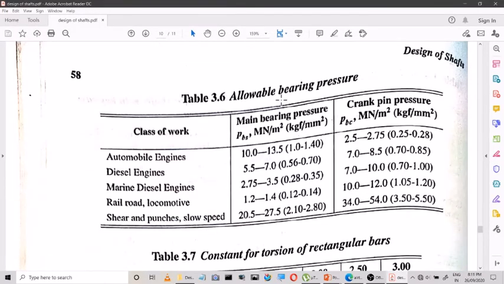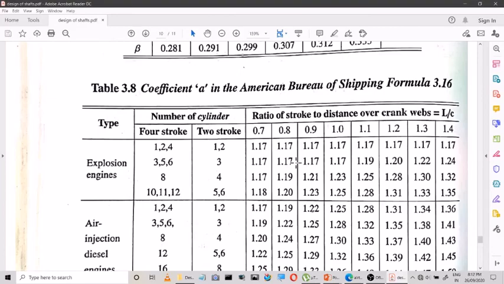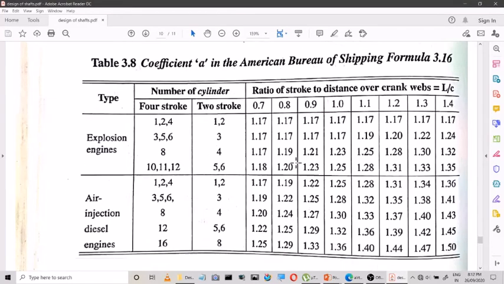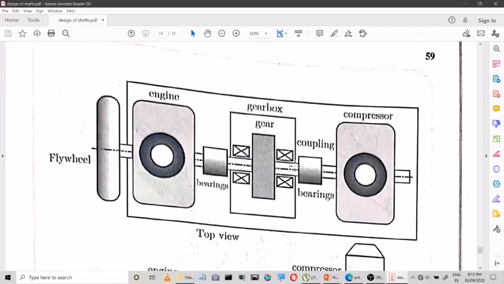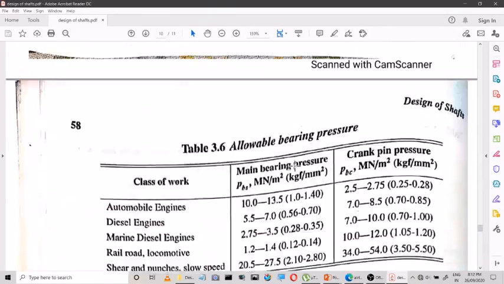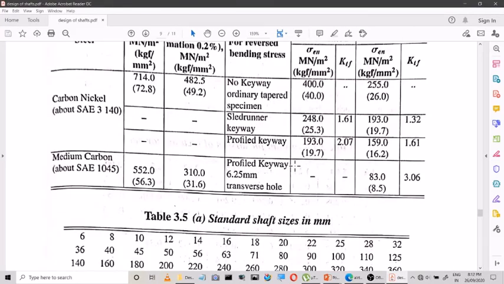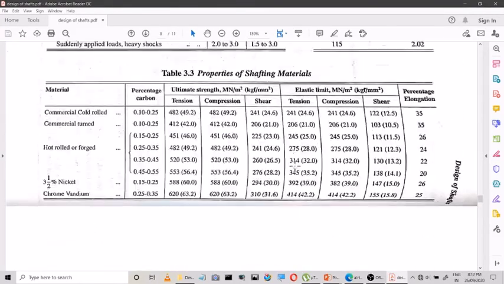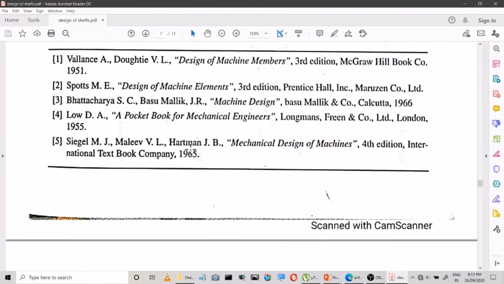Next, allowable bearing pressure. You need this bearing pressure in the design of a journal bearing. These are the important tables: table number 3.5, then table number 3.3, then table number 3.1.